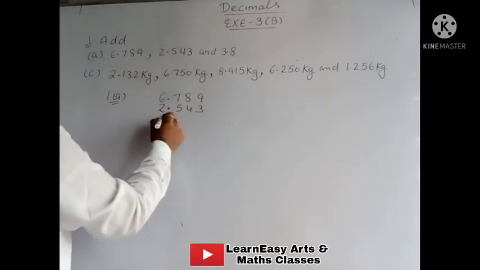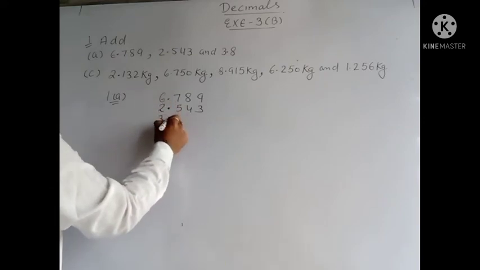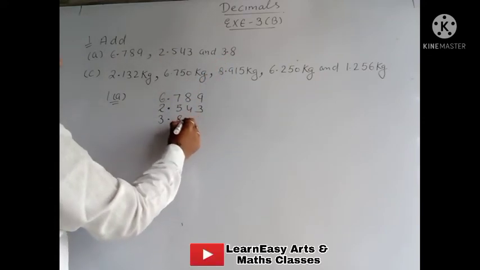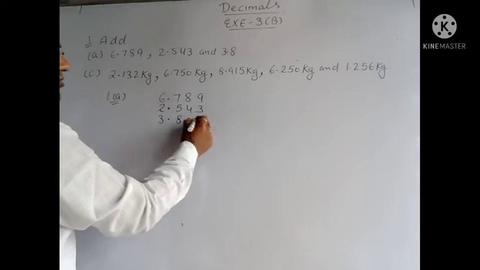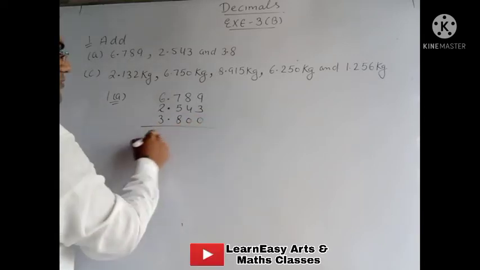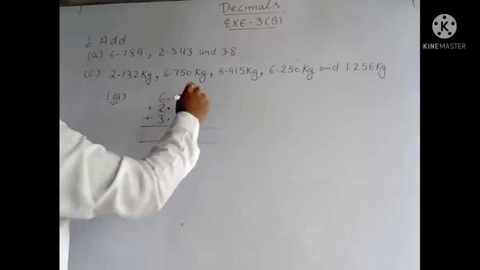Now the third number we have to write here, 3. Under the decimal point only we have to write, then 8. Now these two empty places we have to fill with 0. Now we have to put the plus sign. We will add these numbers.